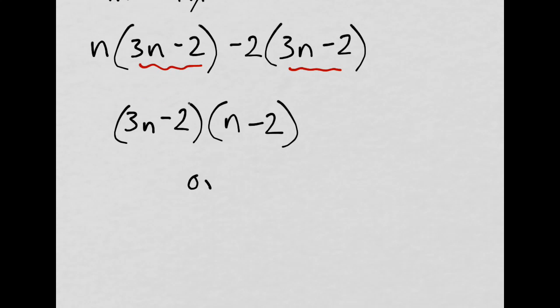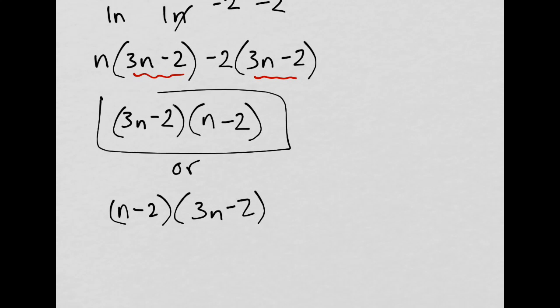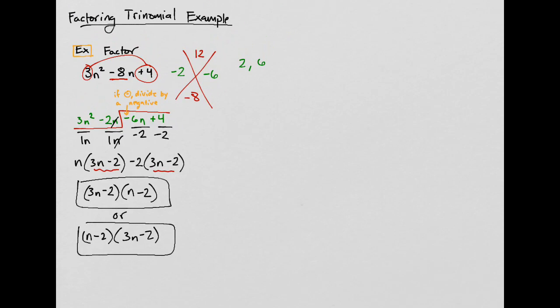Now if you wanted to, I could write n minus 2 and then 3n minus 2. So that's the answer. It doesn't matter which way you write it, and sometimes you might get a different way. That's all. You should copy these down, because I'm going to give credit for this. But also, you can use it on the quiz.